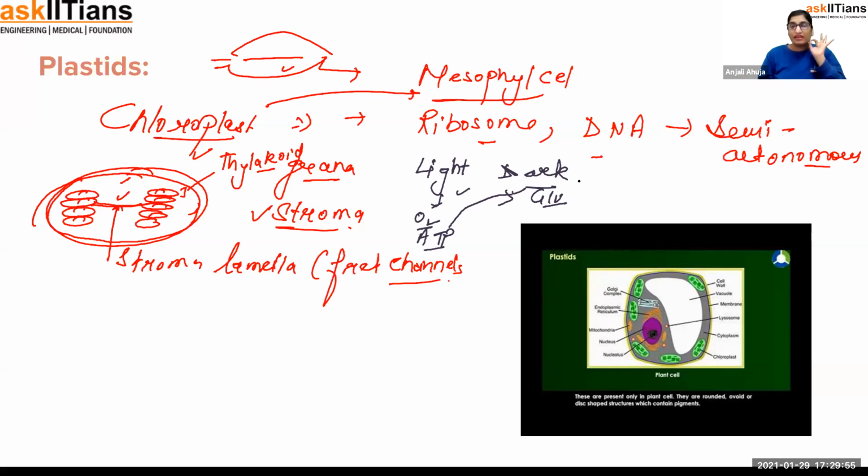Chloroplast is a very important topic. It can come as a 5 marks question, and many students get confused at this. So this can be asked, and I hope you're listening to me carefully. So light reaction and dark reaction. And the point is that in the dark reaction, glucose is formed and CO2 is fixed.